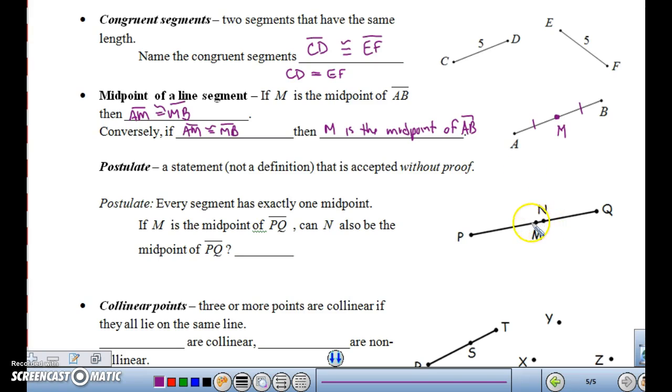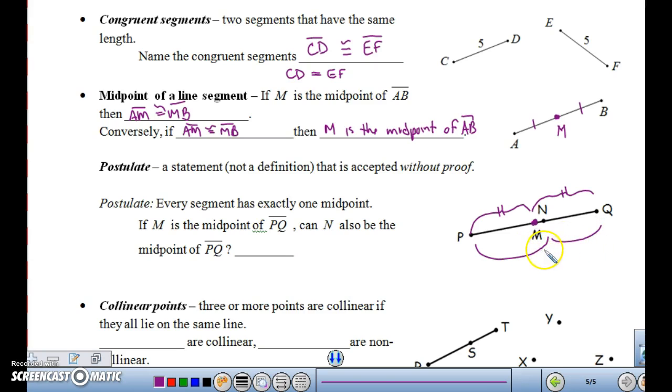So if M is the midpoint here of the segment PQ, that means the distance from P to M and the distance from M to Q are congruent. I'll use 2 hatch marks this time. Those are congruent. So if I put another midpoint on here at N, will these two segments be congruent, PN and NQ?